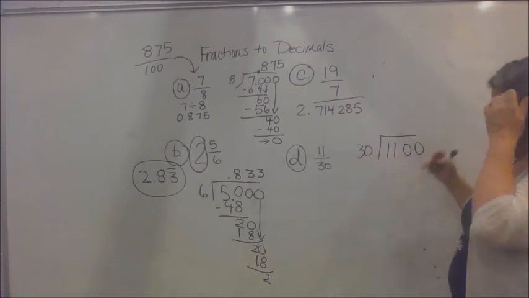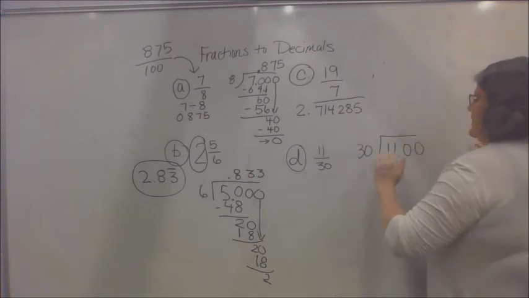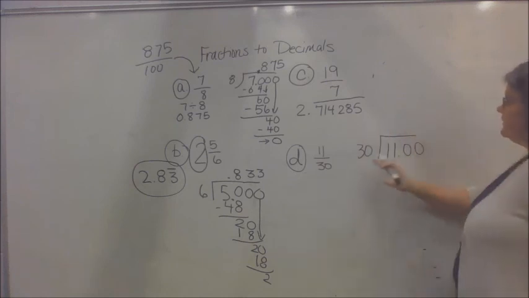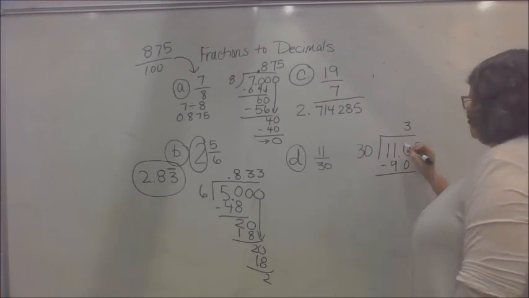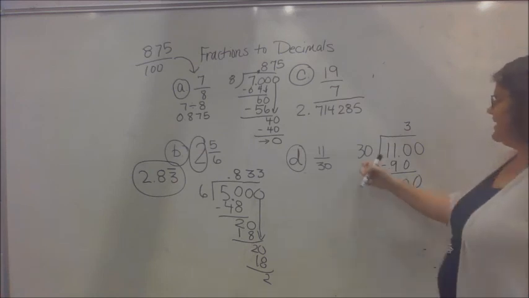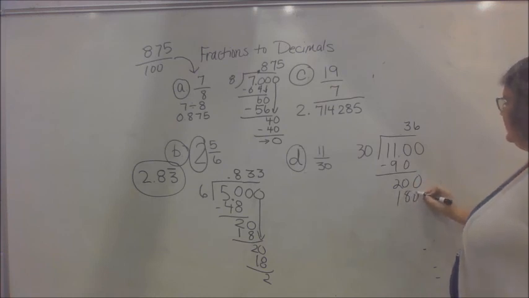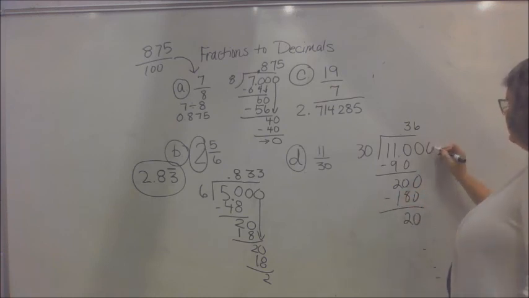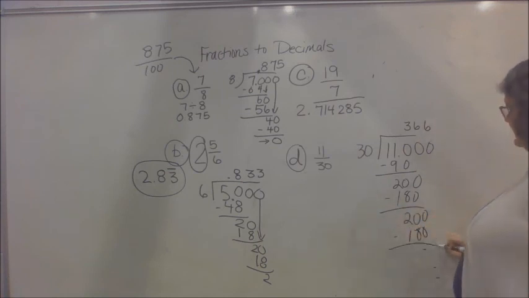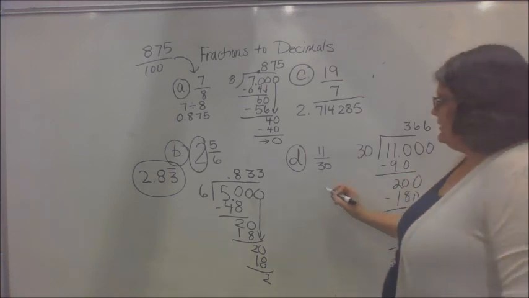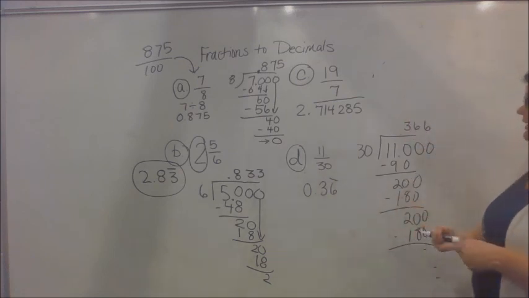So this is one of the times that I would probably use front digit estimation. How many times will 3 go into 11? 3 will go into 11 3 times, so 30 is going to go into this probably 3 times, which is 90. The difference there is 20. How many times will 3 go into 20? That would probably be 6 times, so that's 180. The difference is 20 again. And again, we can start to see that we're just going to have a cycle of repeating. So 11/30 is equal to 0.36 with the bar notation just over the 6.